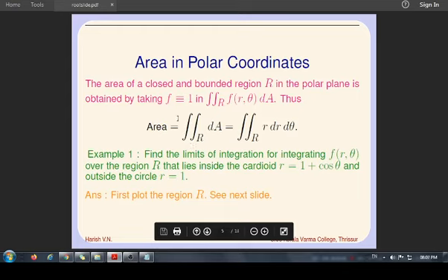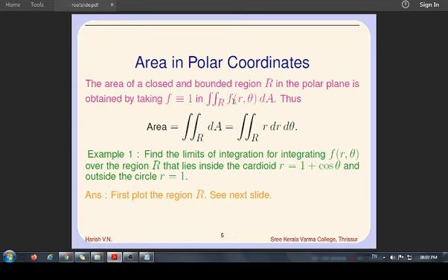And when you take f identically equal to 1, then the double integral becomes the area covered by the polar region R. Thus area is equal to the double integral over R of 1 dA, which is equal to the double integral over R, and dA is r dr d theta. We will do a few examples.